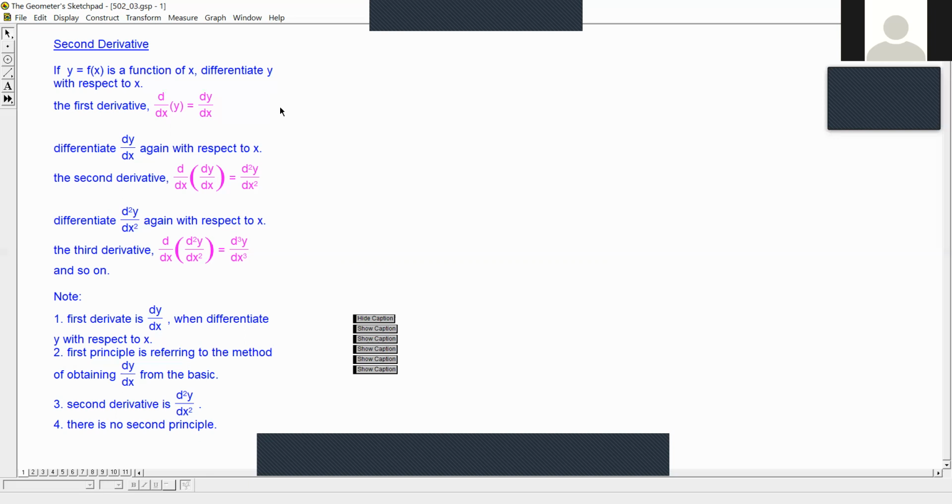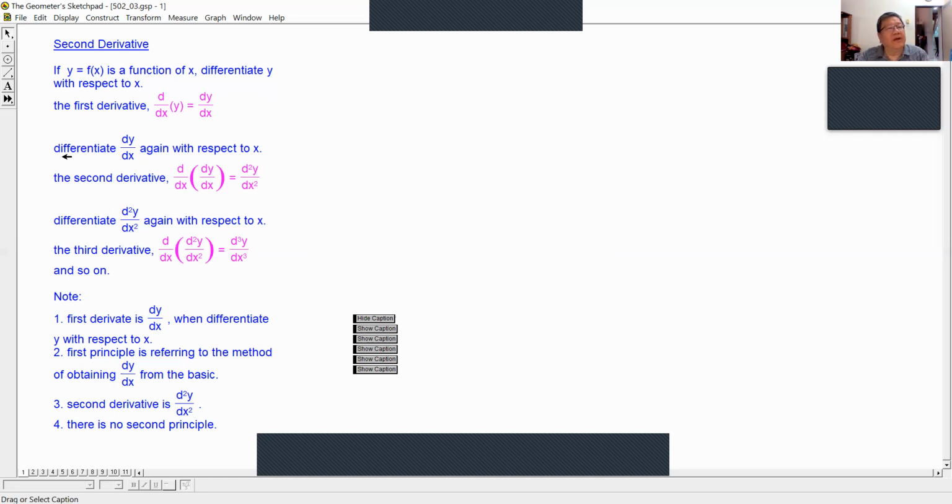No, teacher. Then I'm going to tell you this dy dx is also a function of x. I am going to differentiate this dy dx one more time. I am not starting from y. I am starting from dy dx. I differentiate the dy dx. So when I differentiate the dy dx, I am actually differentiating the y the second time. And this is called the second derivative.